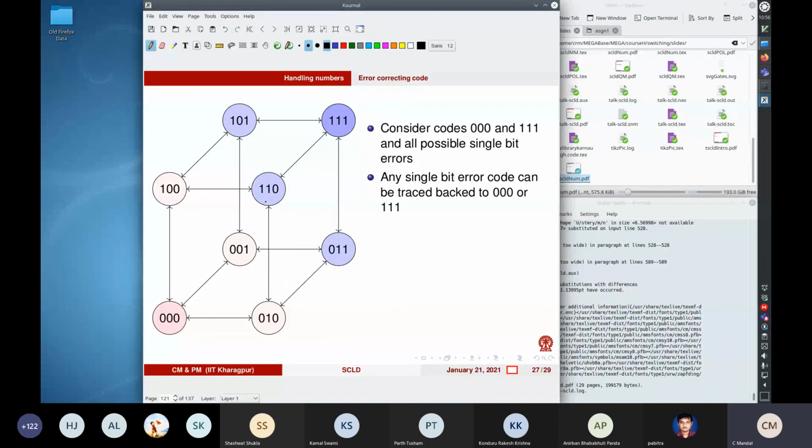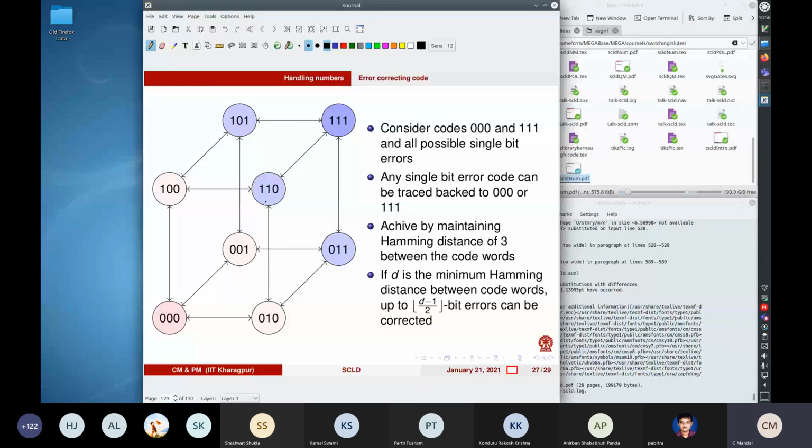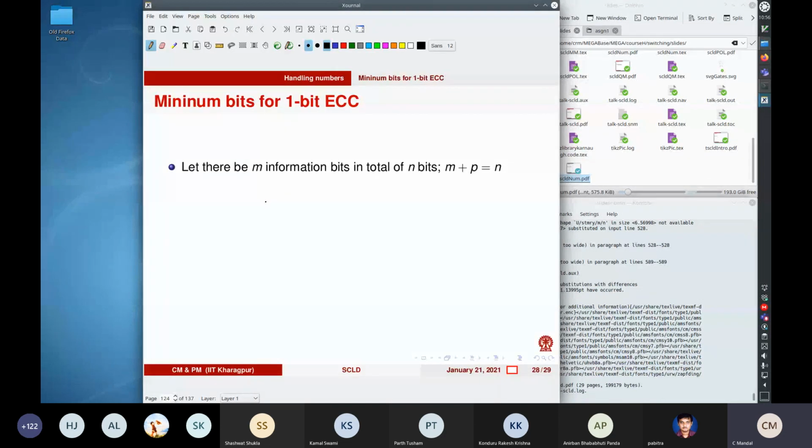So you can see that if d is the minimum Hamming distance between code words, then up to the floor of (d minus 1) by 2 bit errors can be corrected. So this allows you to determine how much error correction you can have. Let us look at a little bit of arithmetic based on this principle.